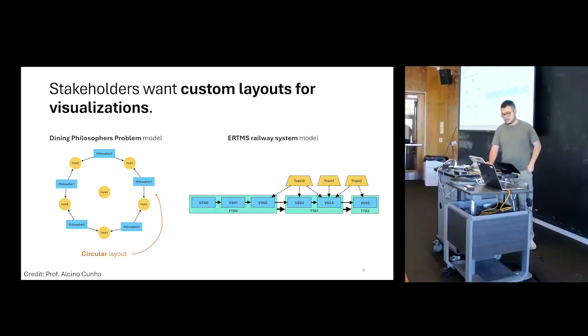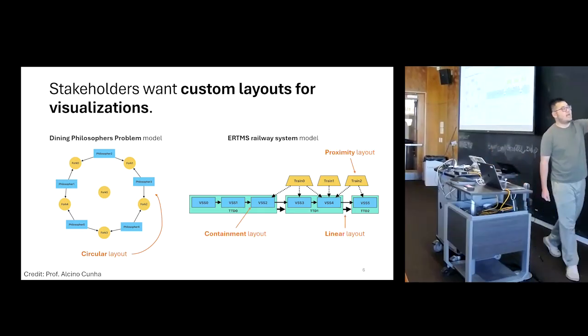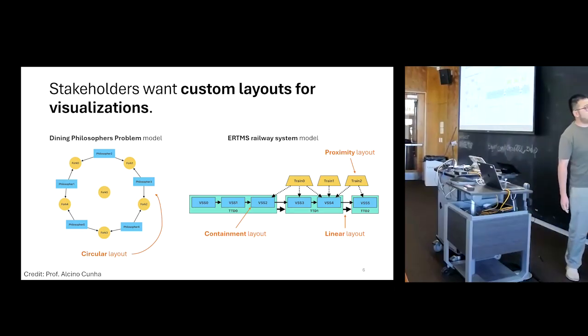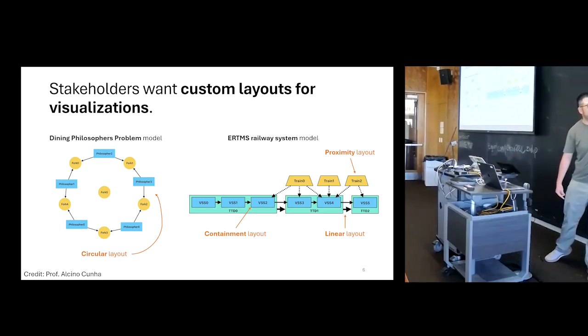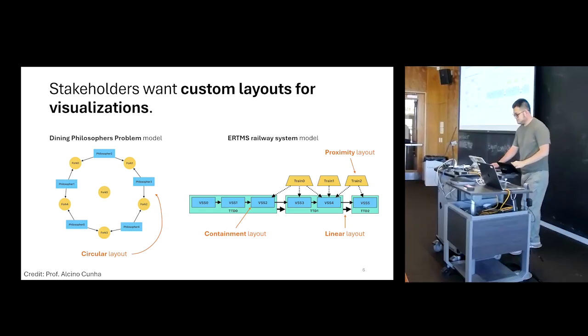For the railway systems model, this is one of the custom visualizations that they have come up with. There are some important layouts: some shapes contain other shapes, some shapes are laid out in a linear fashion, like from left to right, and some other shapes are closer to the shapes that they are related to.